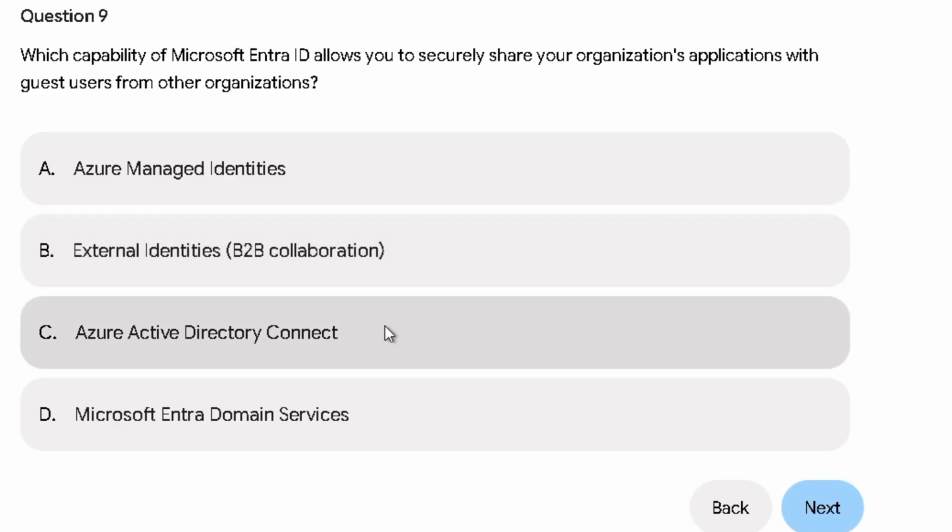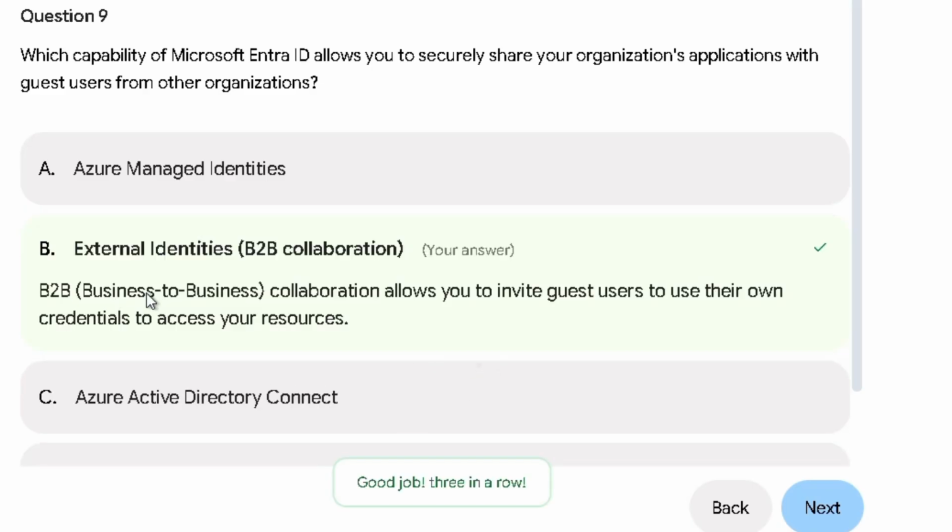Azure Active Directory, that's to connect my directory with Azure. And Microsoft Entra Domain Services, no. The correct answer right here, guys, is going to be letter B, external identities, business to business collaboration. Remember, I'm talking about guest users, so I'm referring to external users. And if you see B2B, it refers to business collaboration. And business to business collaboration allows you to invite guest users to use their own credentials to access your resources.